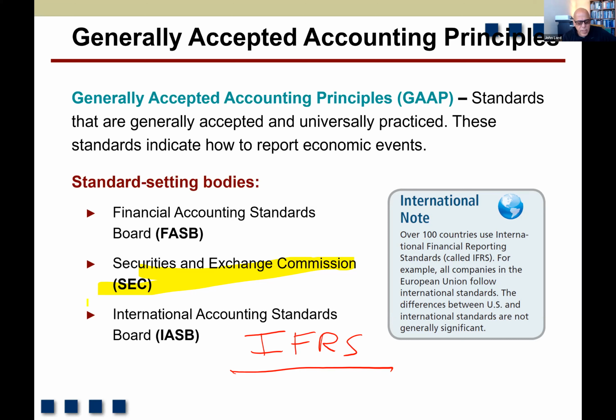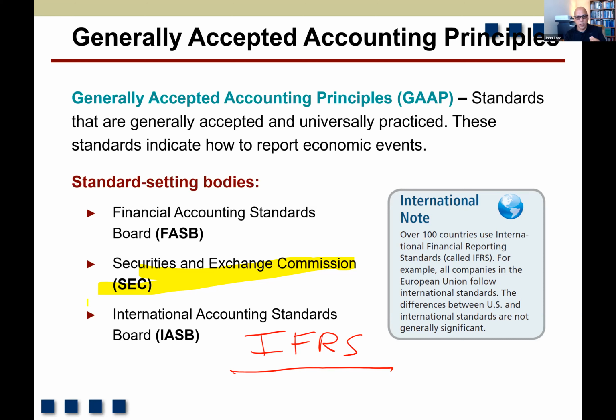Okay, so the 1933-34 security laws create the Securities Exchange Commission, the SEC, and they give the SEC the authority to set the accounting standards. But the SEC immediately turned to the accounting profession and said, we would like you to set the standards, and we're going to regulate and watch the profession as they set the accounting standards. And if you're not doing such a good job, we might have to step in.